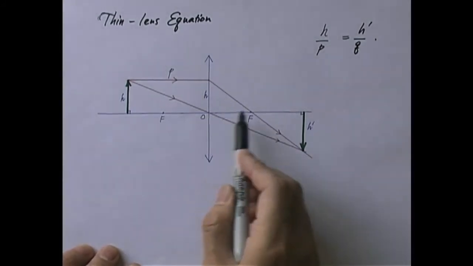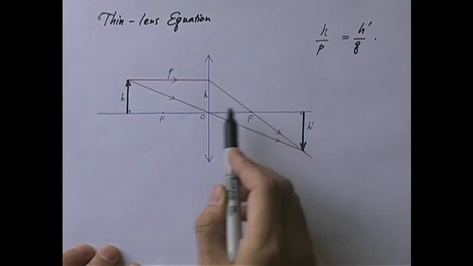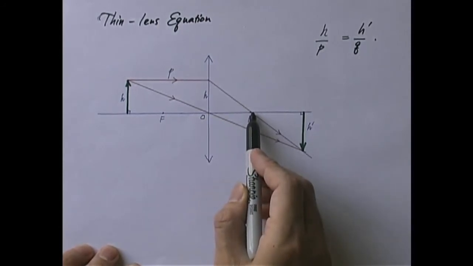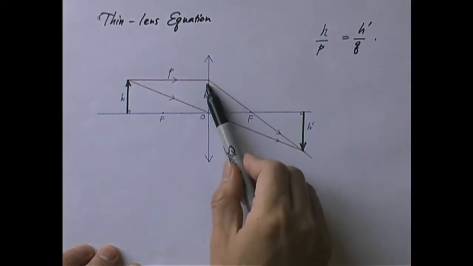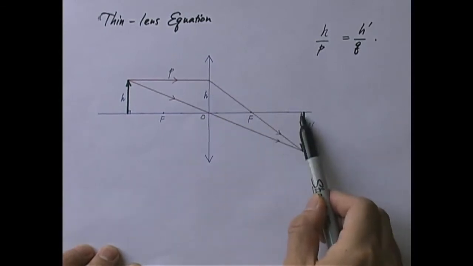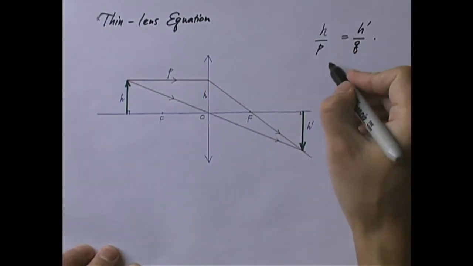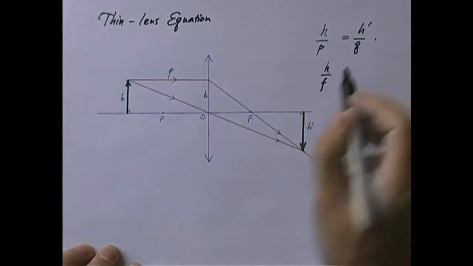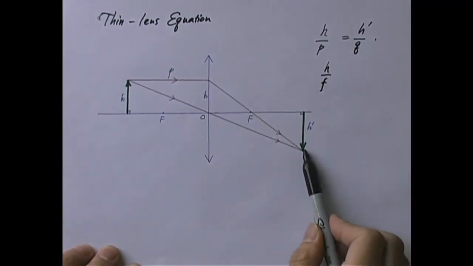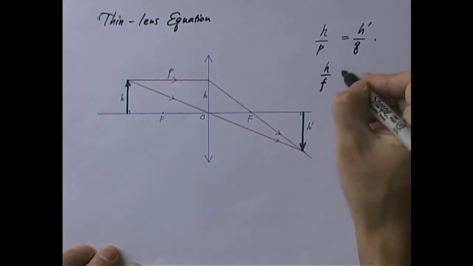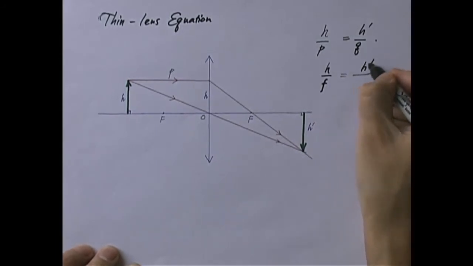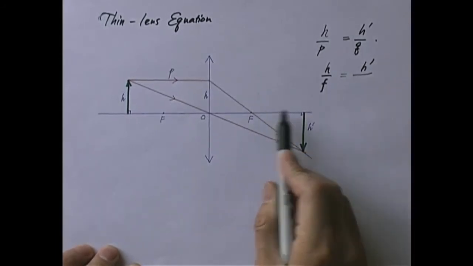Now, remember, I must get f involved. f is the distance between O and the focal point F. I must have this distance involved. And how do I do that? Well, let's look at this pair of right-angled triangles. In the first one, I have h over f, the focal length between here and there. In the second one, I have h prime over that. h prime over what? This distance. What is this distance?